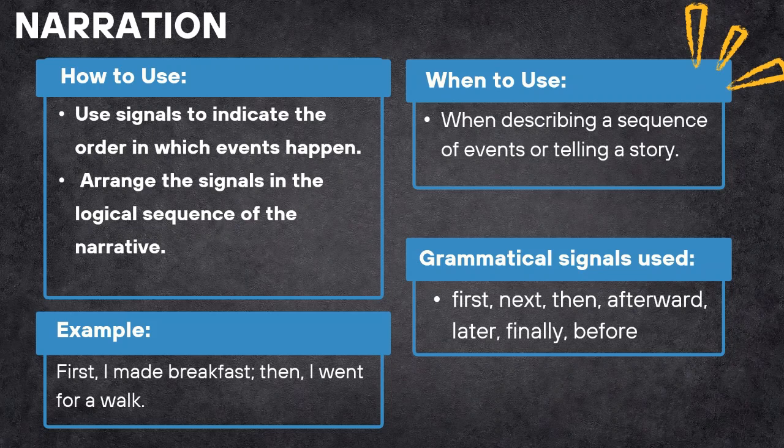So when to use this pattern? When describing a sequence of events or telling a story. So take note, we narrate because we want to tell a story. And here are the grammatical signals used, which are first, next, then, afterward, later, finally, before, and etc. So these words signal what happened first and then what happened next. Example, first I made breakfast, then I went for a walk. So the first indicates what happened in the beginning, then indicates what happened next. So that's how and when to use the narration pattern.